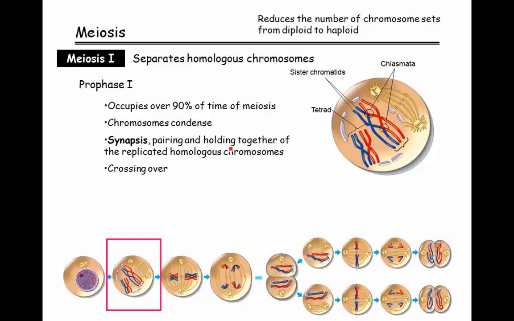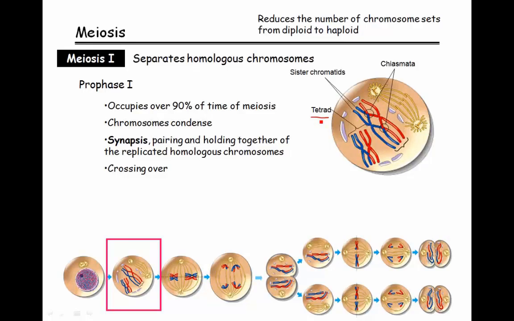When they find each other, they are going to synapse or pair up with each other, and they will line up and physically connect with each other such that all of the homologous loci end up across from each other. Once they do that, we have this structure formed which is called the tetrad. The tetra part, tetra meaning 4, stands for the fact that we've got 4 chromatids lined up with each other. It is still considered 2 chromosomes, but it's 4 chromatids in 1 tetrad.